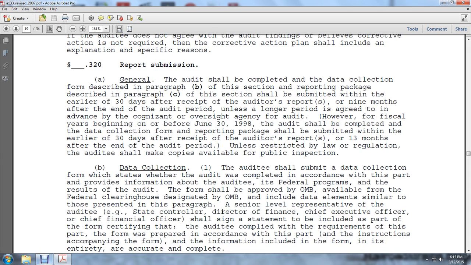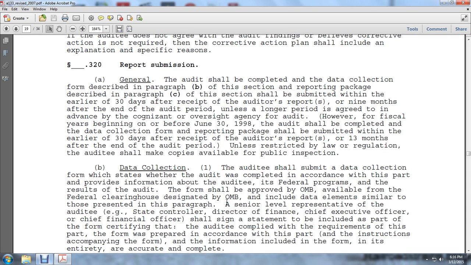Data collection. The auditee shall submit a data collection form which states whether the audit was completed in accordance with this part, and provides information about the auditee and its federal programs, and the results of the audit. The form shall be approved by the Office of Management and Budget, available from the Federal Clearinghouse designated by the Office of Management and Budget, and include data elements similar to those presented in this paragraph.